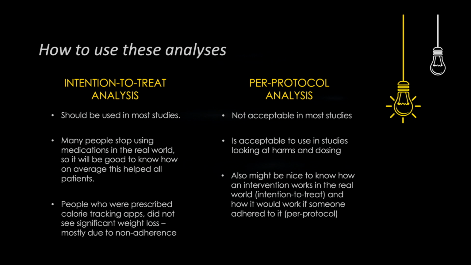An example of this is weight loss apps. When you look at an intention to treat analysis, you find that they don't actually help people lose weight. For the most part, that's because using weight loss apps is tedious. People have a hard time using them on a consistent basis, and because of that, they don't actually lose weight. A per protocol analysis, on the other hand, looks at patients who actually adhere to the weight loss app and use it consistently, and you would find that patients generally tend to lose weight. And how is this helpful for you?